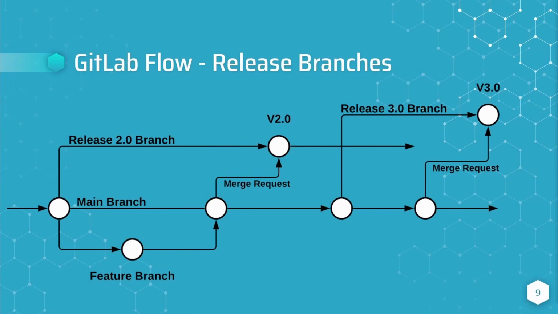The second variation of the GitLab flow utilizes release branches instead of environment branches. You should use this variation of the workflow only if you're releasing software to the outside world. For instance, if you were developing an open source project. This variation is similar to the first in that you branch off of the main branch into feature branches and then merge back into main.